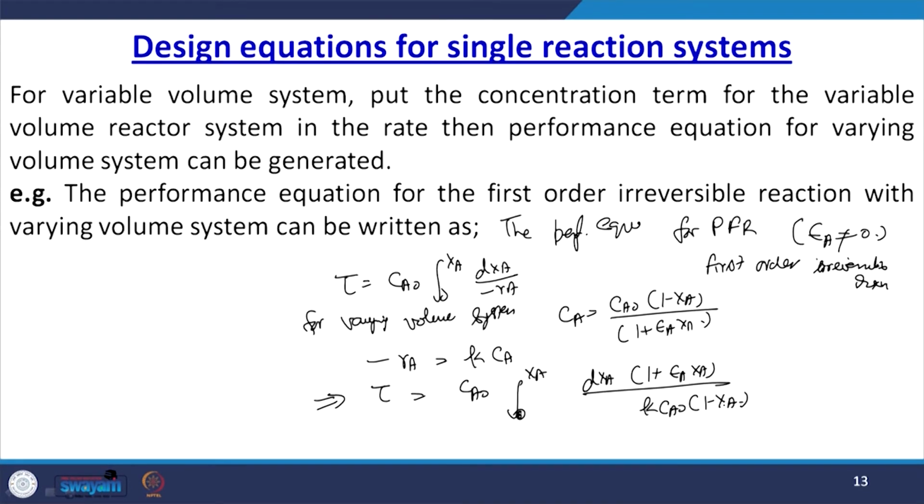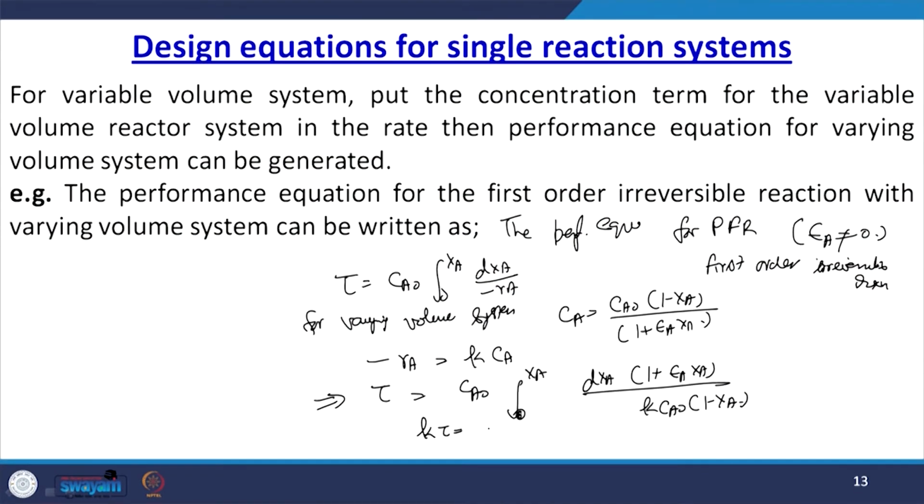So if we solve this and rearrange the thing accordingly, the final equation will come out to be k tau is equal to (1 plus epsilon a) ln (1 minus xa) minus epsilon a xa. So this is my required performance equation for the first order with the varying volume system. When we are considering the plug flow reactor, it's a very useful equation, especially when we carry out any kind of polymerization reaction.